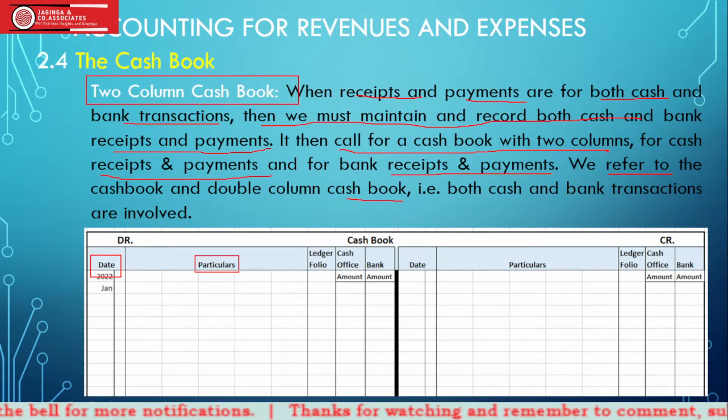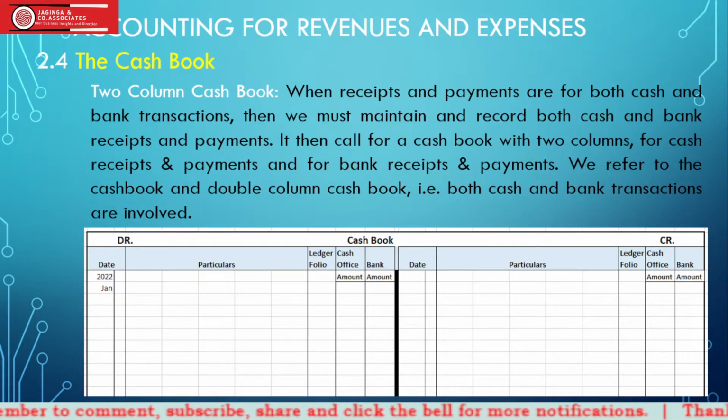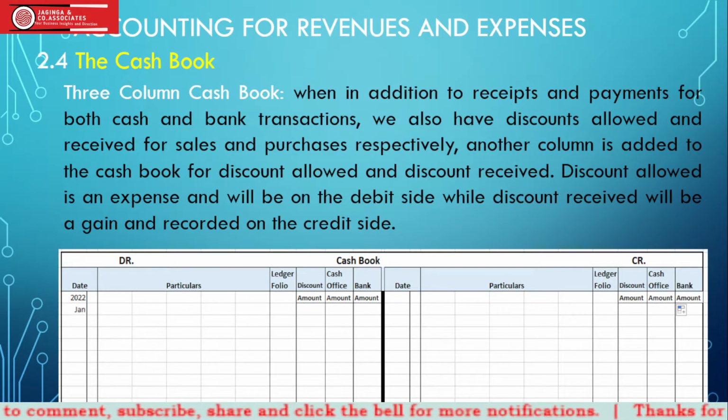We have the particulars area, the ledger folio, and then the cash column and the bank column. So both appear on the credit side and on the debit side. So that is a two column cash book. And then we also have a three column cash book.